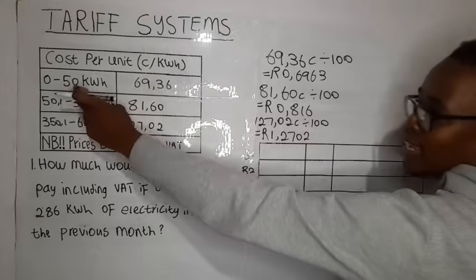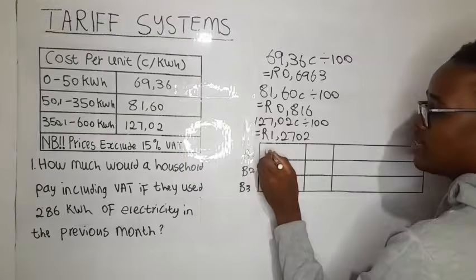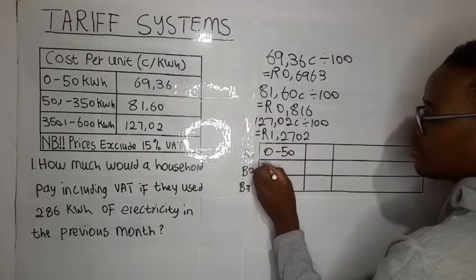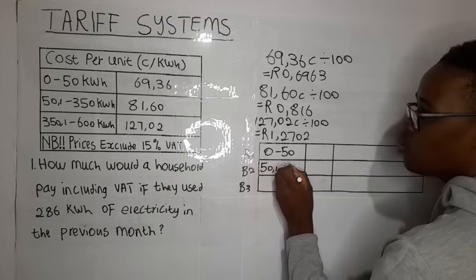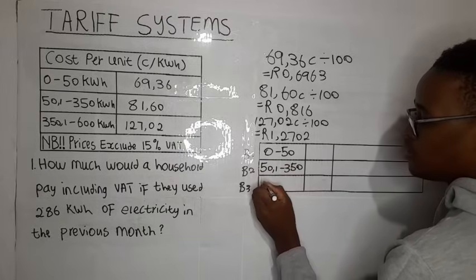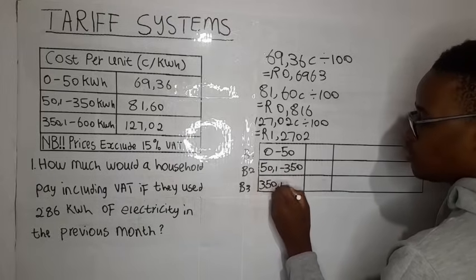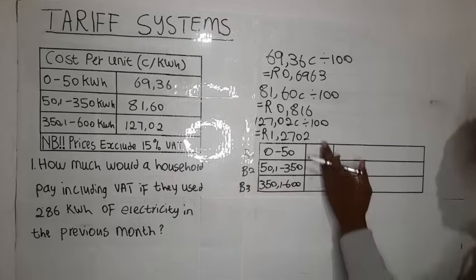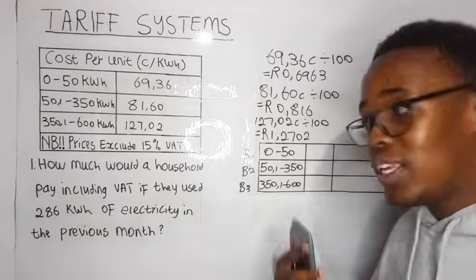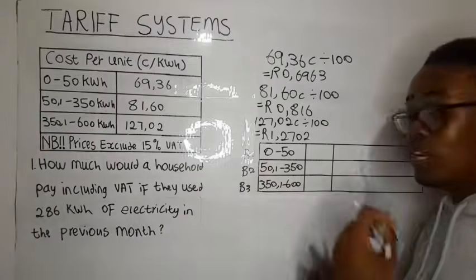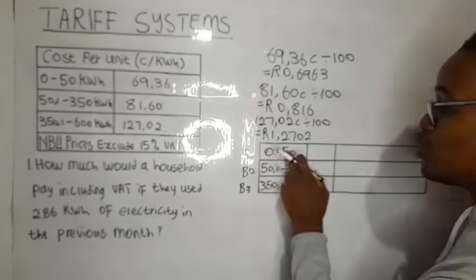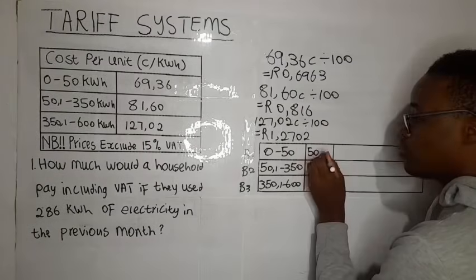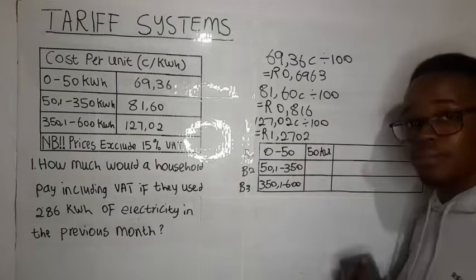So you write the interval of the kilowatts. It's 0 to 50, 50.1 to 350, 350.1 to 600, right? So on this block, you write the actual interval between these two numbers. From 0 to 50, we all know that the interval will be 50. So it's 50 kilowatts, right?